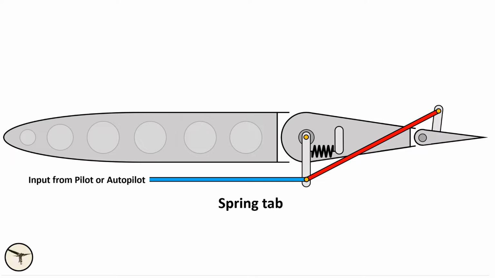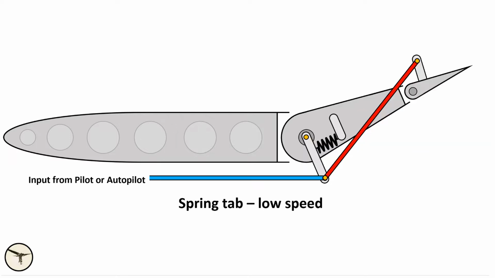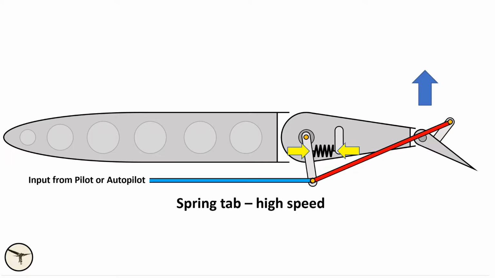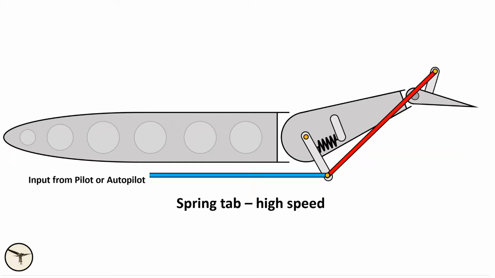The rudder force can be very heavy at low speed on the ground when you have crosswind. When the airspeed increases, the aerodynamic force on the rudder will start to resist movement of the rudder. So when you press on the rudder pedal, the spring is compressed. The compression of the spring increases with the airspeed.